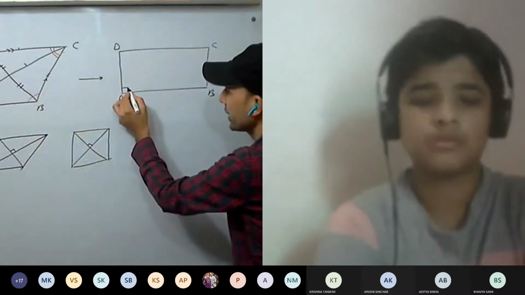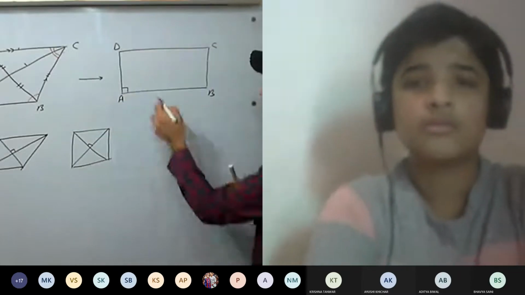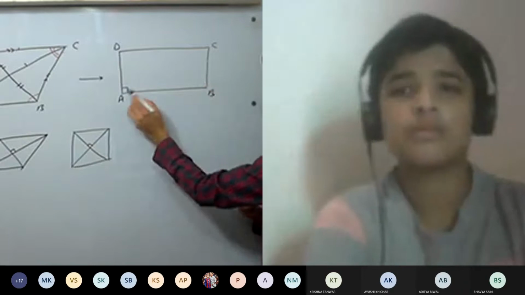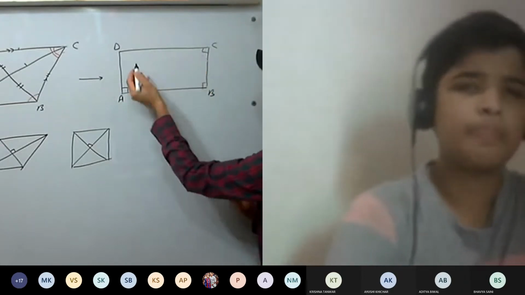In parallelogram, if we make any one angle 90 degree, all the remaining angles will also become 90 degree. Because these two angles are supplementary, if one is 90, the other will be 90 as well. 90 plus 90 is 180 degree. Opposite angles are equal, or you can take adjacent angles.